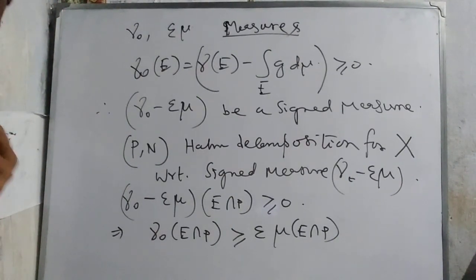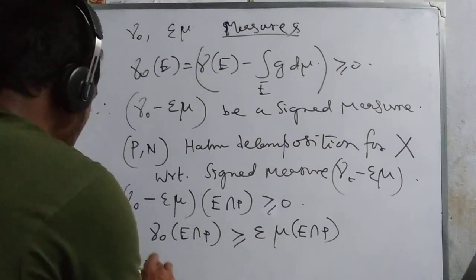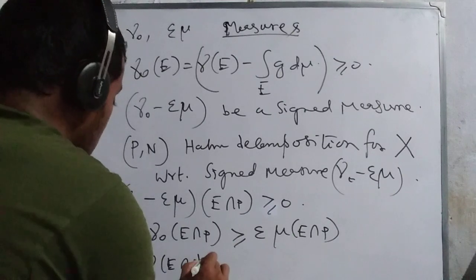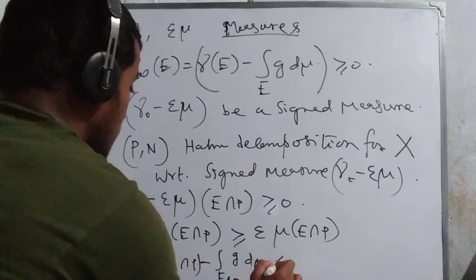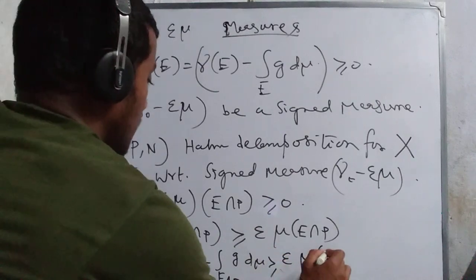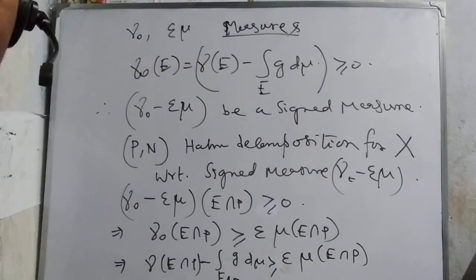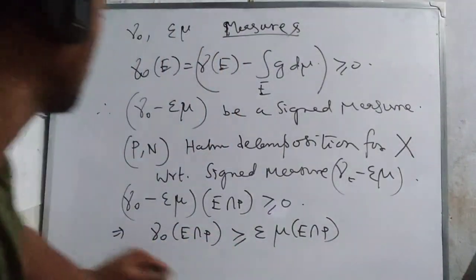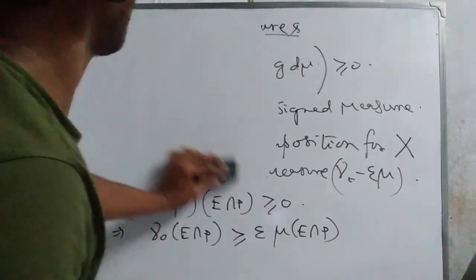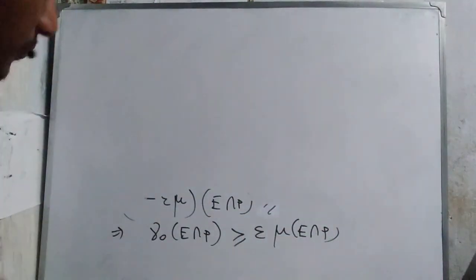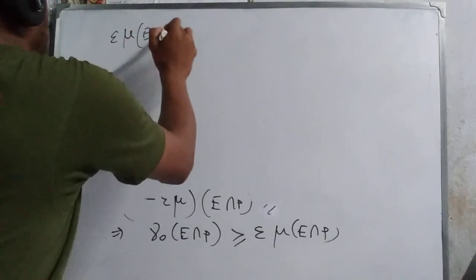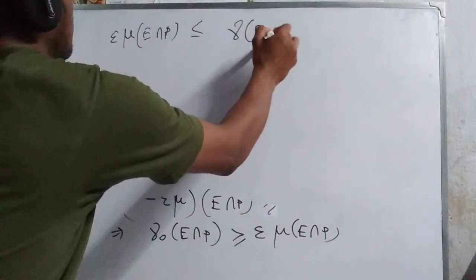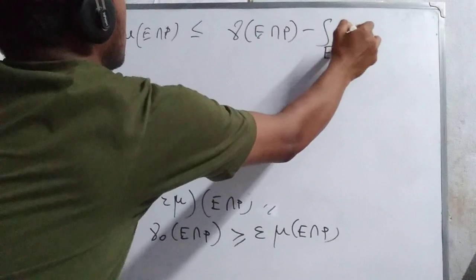We also see that this one equals gamma of e intersection p difference, e intersection p, g d mu, which is less than or equal to epsilon mu of e intersection p. We write it in the upper portion, we erase that portion, and then this happens: epsilon mu of e intersection p is less than or equal to gamma 0 of e intersection p, which equals the integral over e intersection p of g d mu.